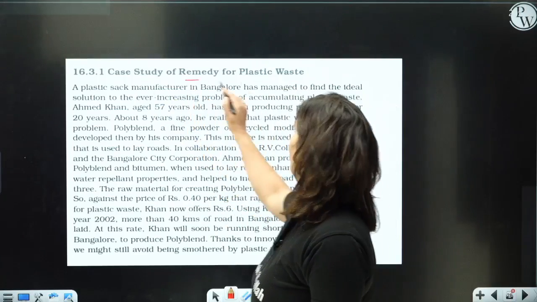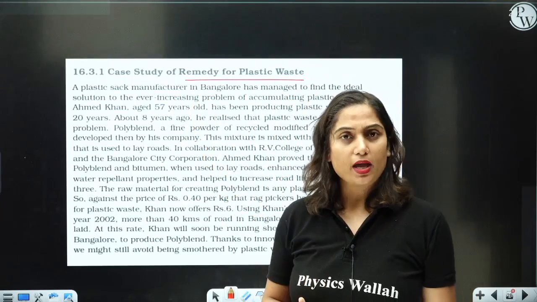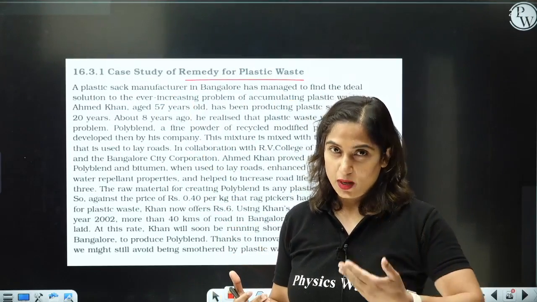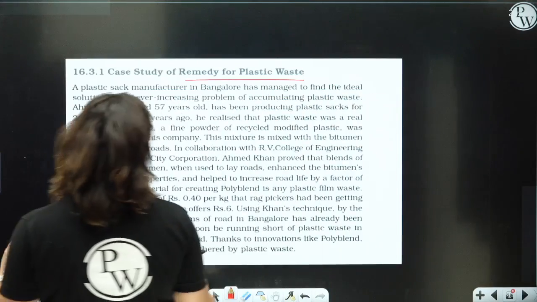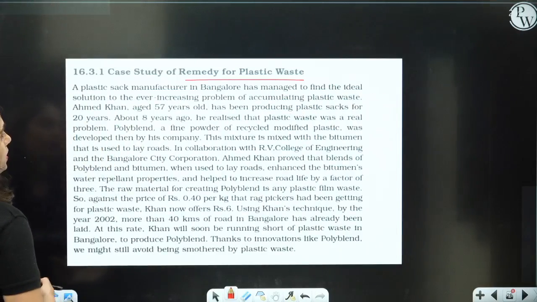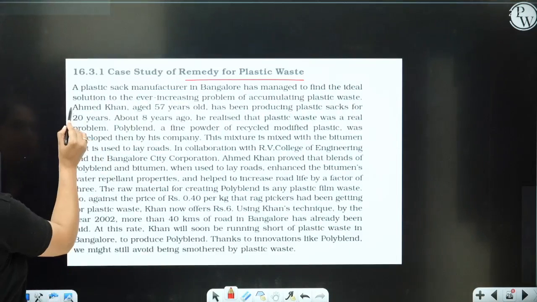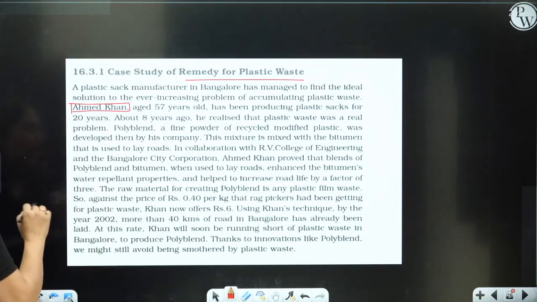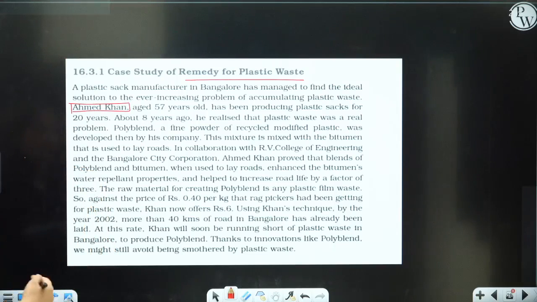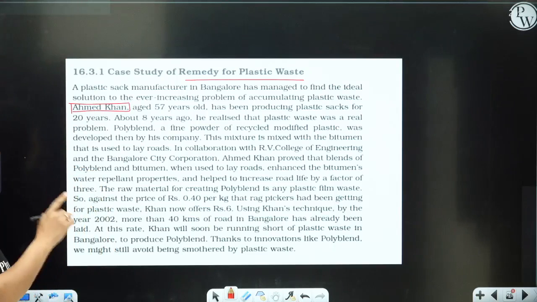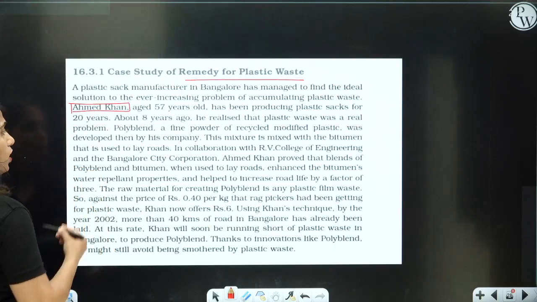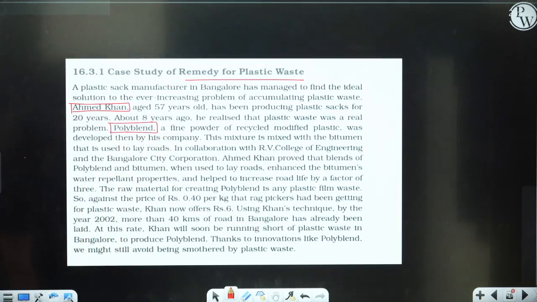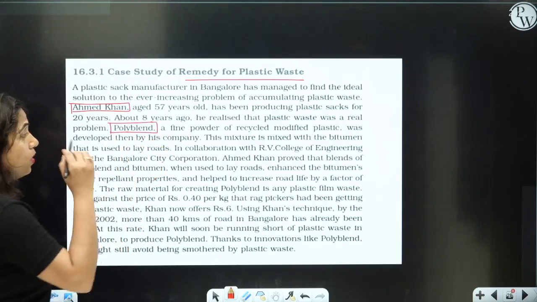Now a case study for a remedy for plastic waste. How can we counteract the plastic waste problem? So there's a case study, and this problem was tackled by a person, Ahmed Khan. What he did, and this is important because this question has come in NCERT, he formed a material called polyblend. This is important. He formed polyblend. What is polyblend?